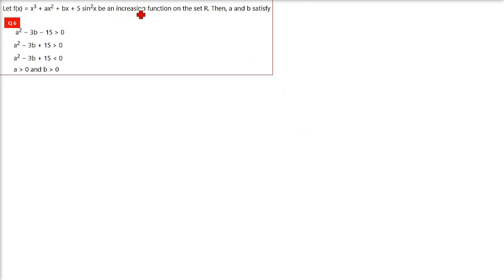Let f(x) be this one, an increasing function on the set R, then a and b should satisfy, or must satisfy. Okay. When we are not in a position in the beginning to know how we are going to go about it, the only thing which we can do is to differentiate. Let us differentiate this first. f'(x) is, this is x³, it's going to be 3x². I'm just doing normal differentiation. ax² is 2ax. bx is b only. So we have this as plus 5.